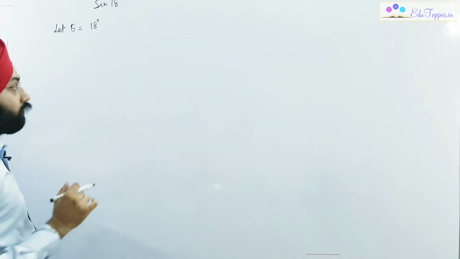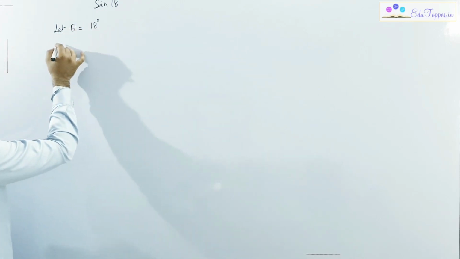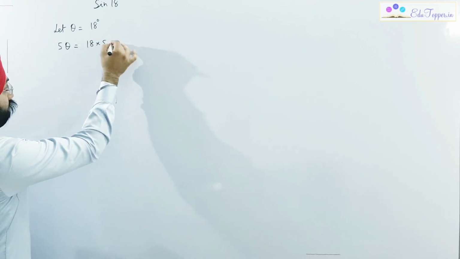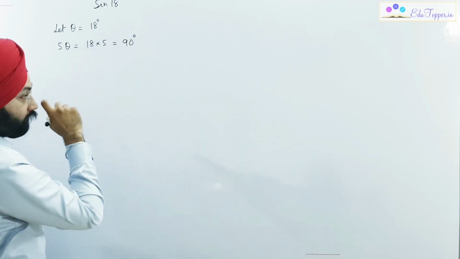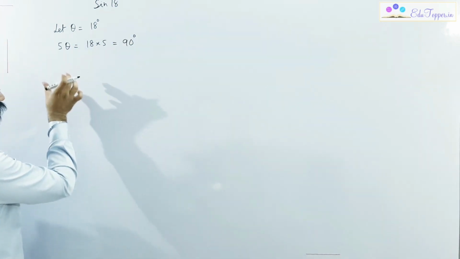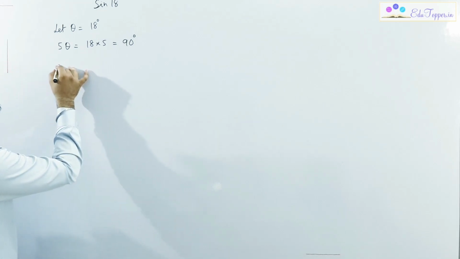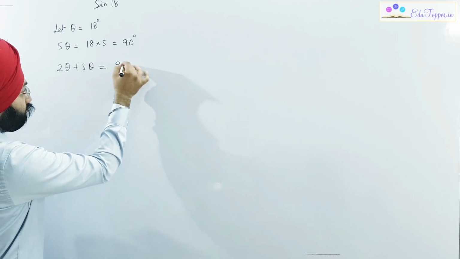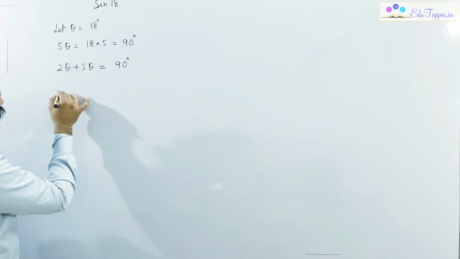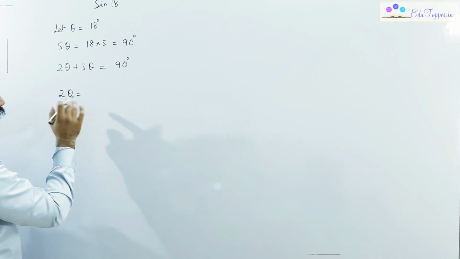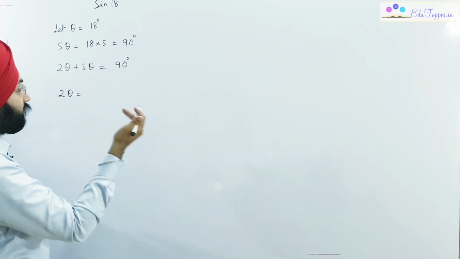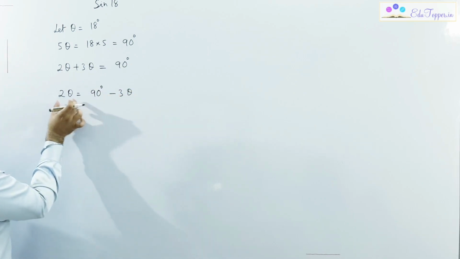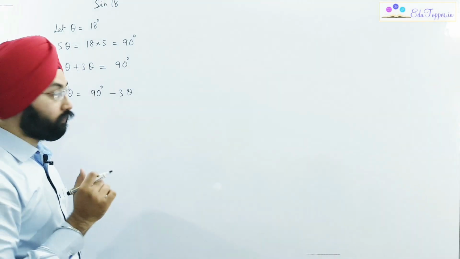18 degrees. Now on multiplying 5 on both sides, we have 5 theta is equal to 18 into 5, that is 90 degrees. We'll break 5 theta into two parts. We'll have 2 theta plus 3 theta equal to 90 degrees. Now we'll take 2 theta and move 3 theta to the right hand side, and we'll have 90 degrees minus 3 theta. So 2 theta will be equal to 90 degrees minus 3 theta.